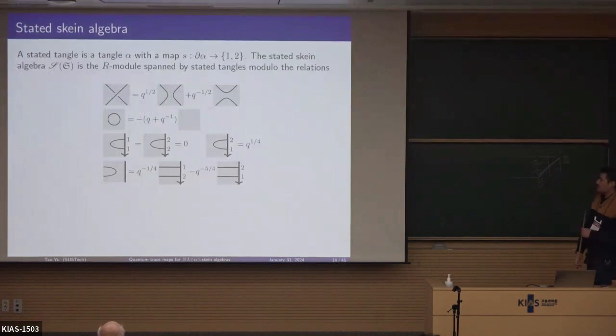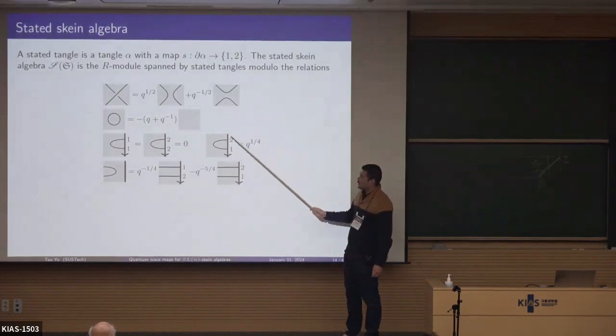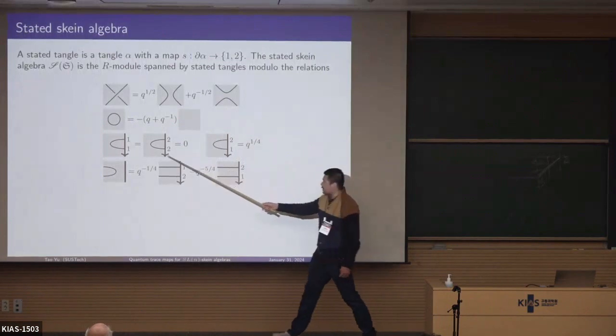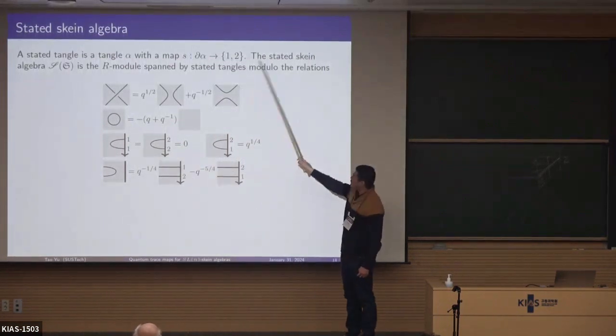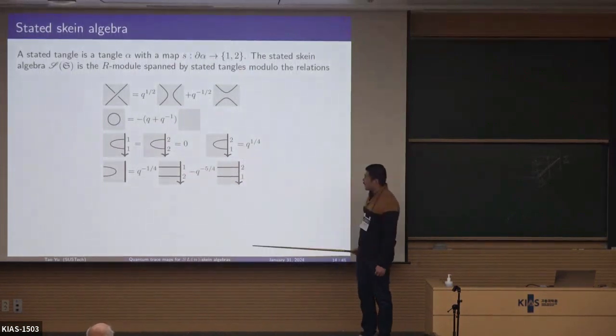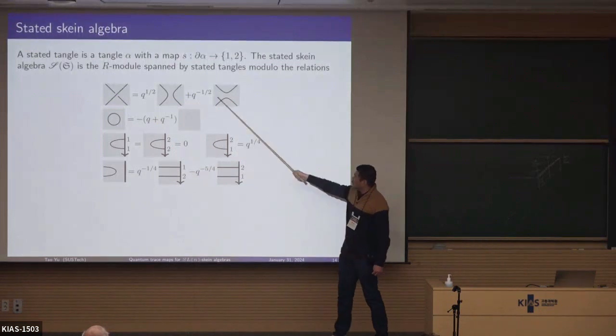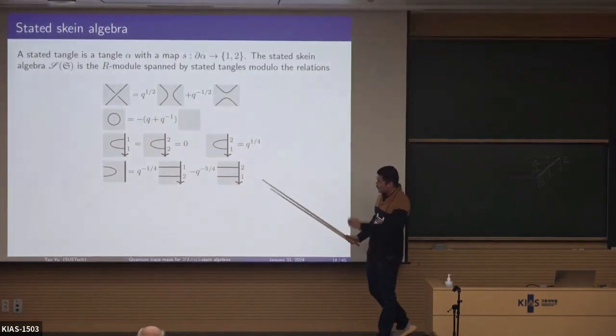Okay, so now that we have the class of tangles, we can think about the skein algebra. In addition to these endpoints and heights, there are also states, which is just a map from the set of endpoints to a two-element set, 1 and 2. So you can see that these diagrams are decorated with these labels. These two relations are the relations from before, but these are going to be new relations.